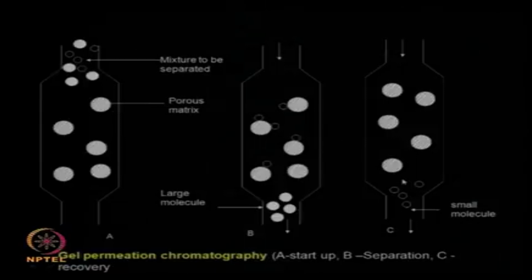So you separate proteins based on their size. The big ones come out first, the small ones come out later. So this is how it works. If you look at this picture, you can see that a mixture of the large and the small proteins is fed. The small proteins start interacting with the porous matrix, so the large proteins come out first, and then later on you collect the small proteins, that is the small molecules. So this is the principle of gel permeation chromatography.